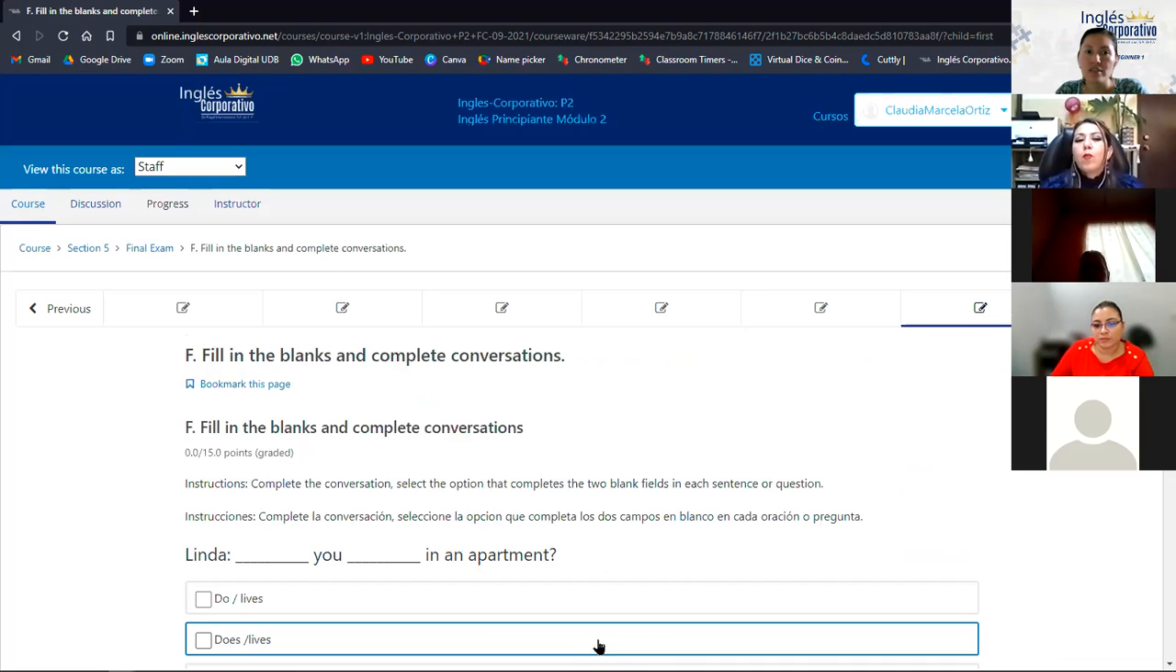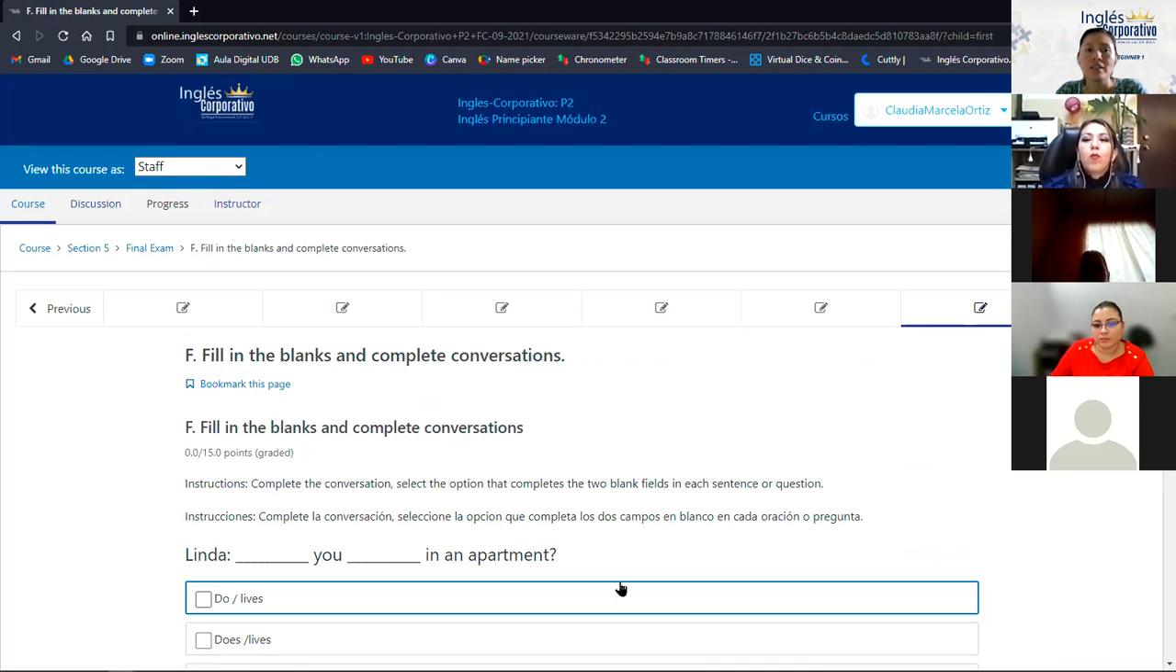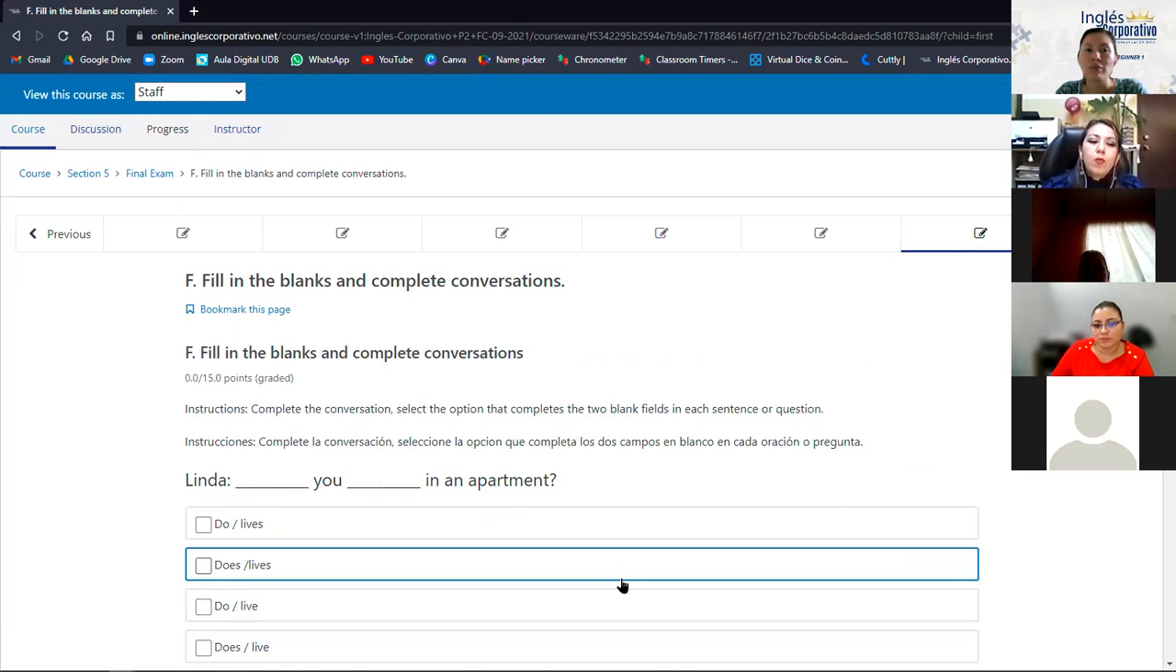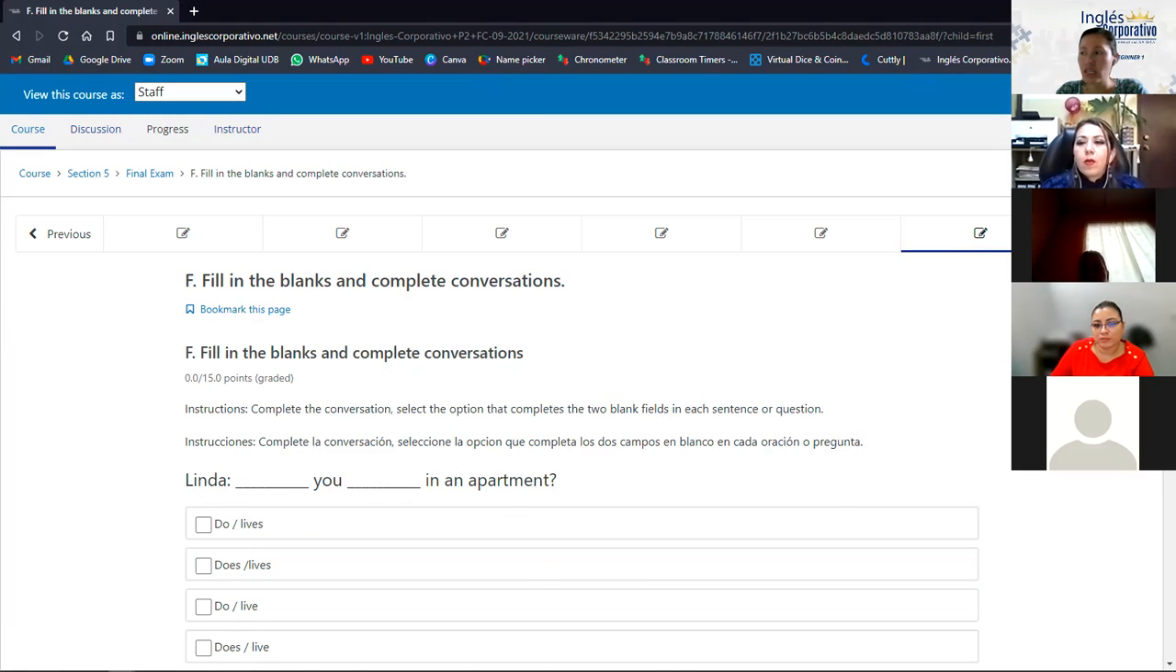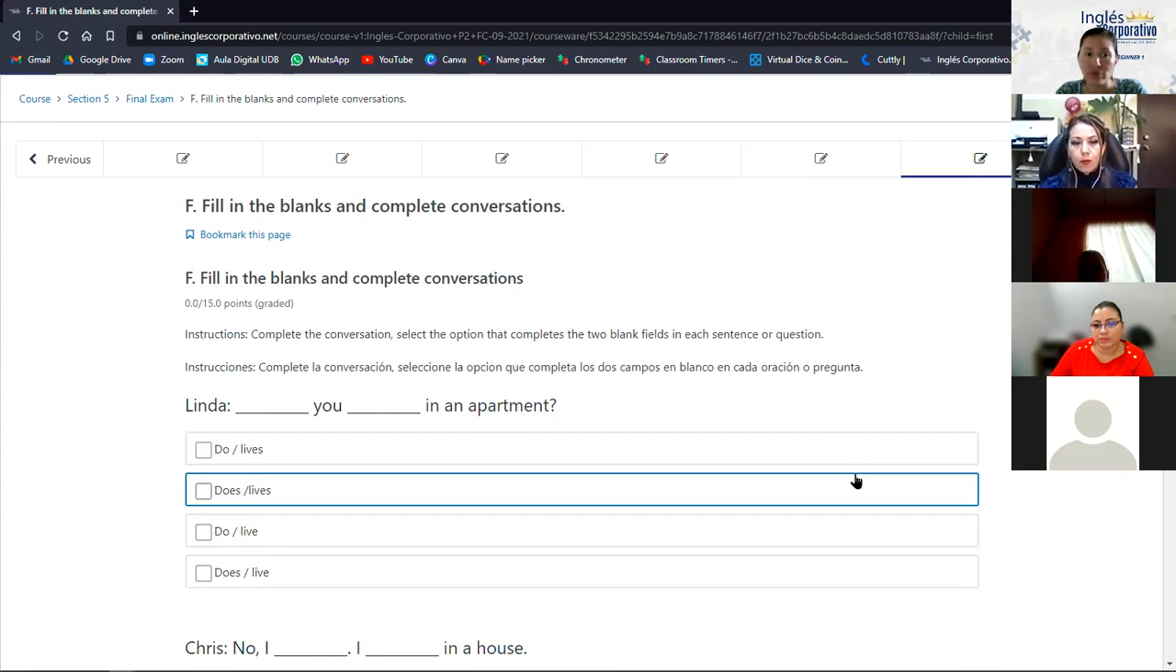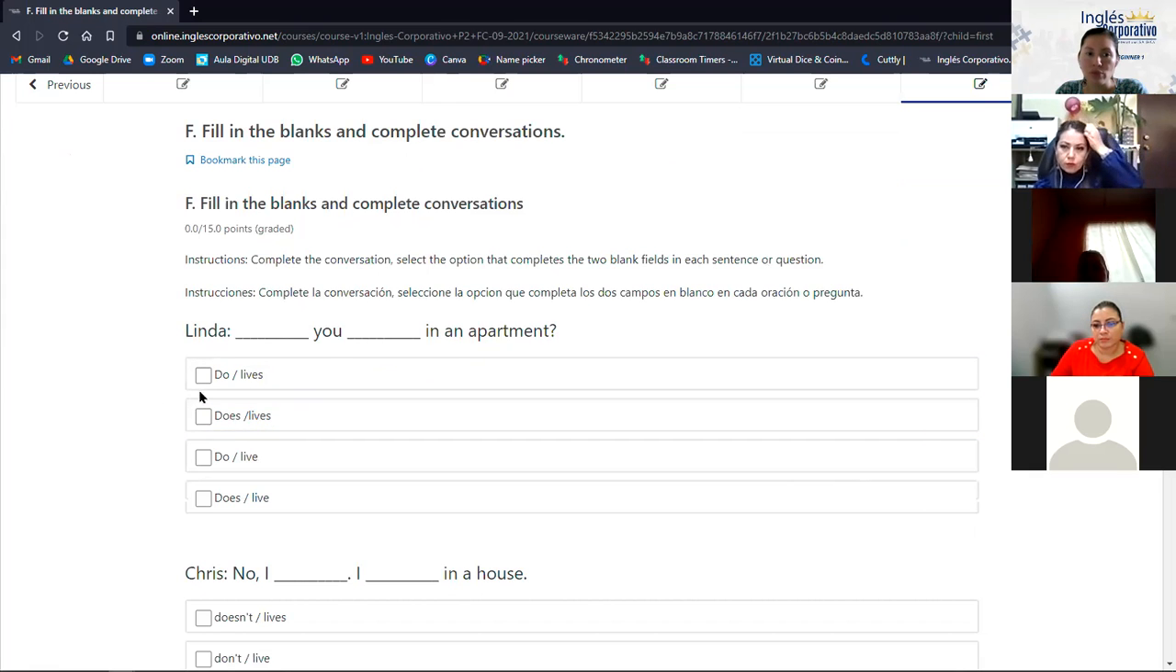The next one is the letter F, right? And this one says fill in the blanks and complete conversations, right? So it says complete the conversation, select the option that completes the 2 blank fields in each sentence or question, right? So you have 2 options.